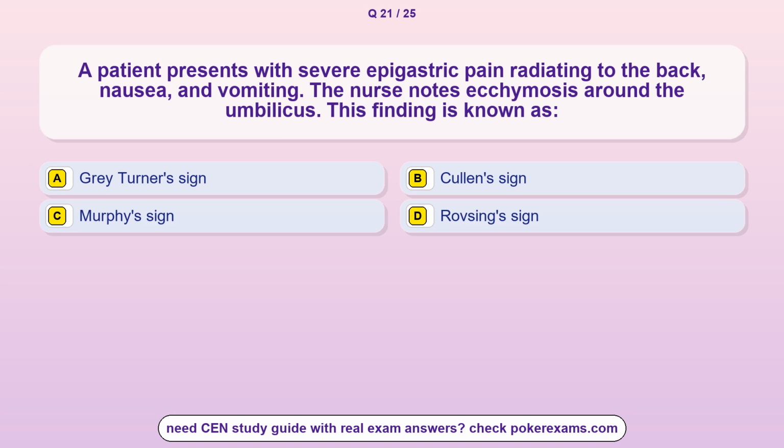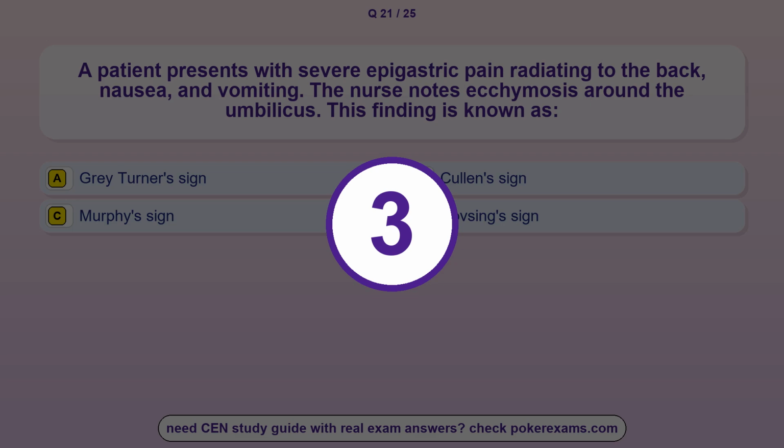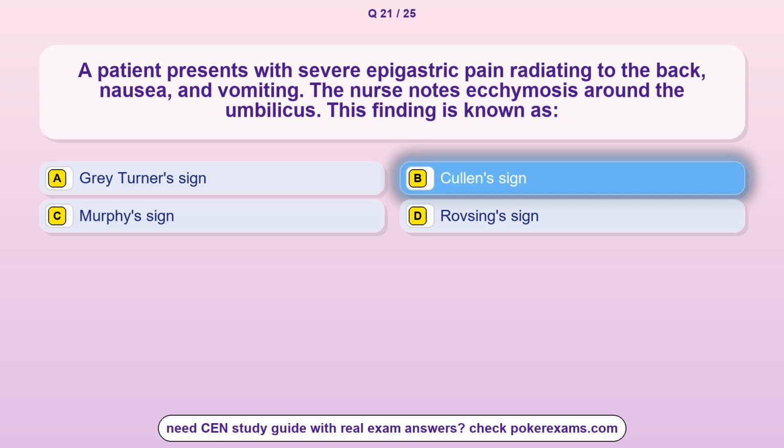Question 21. A patient presents with severe epigastric pain radiating to the back, nausea, and vomiting. The nurse notes ecchymosis around the umbilicus. This finding is known as option A, Gray-Turner's sign. Option B, Cullen's sign. Option C, Murphy's sign. Option D, Rovsing's sign. The correct answer is option B, Cullen's sign.